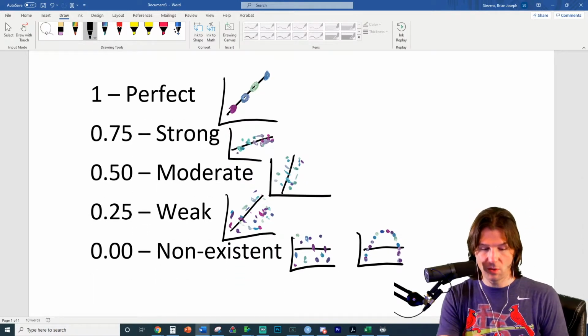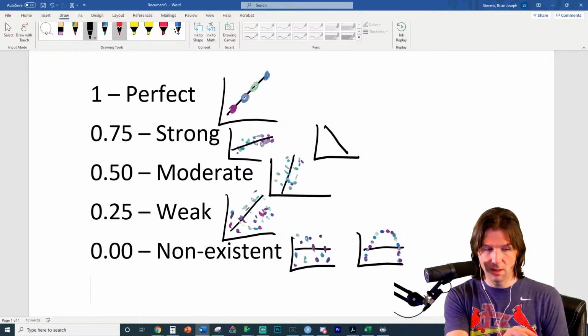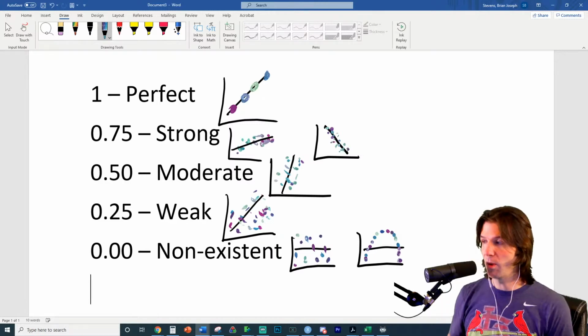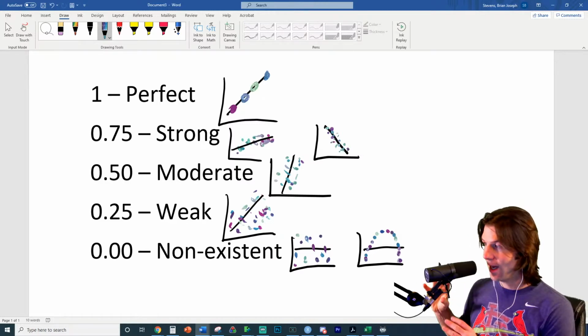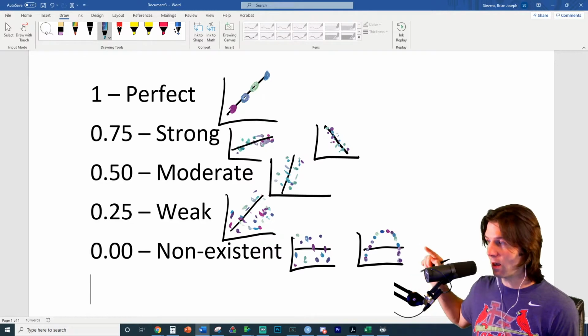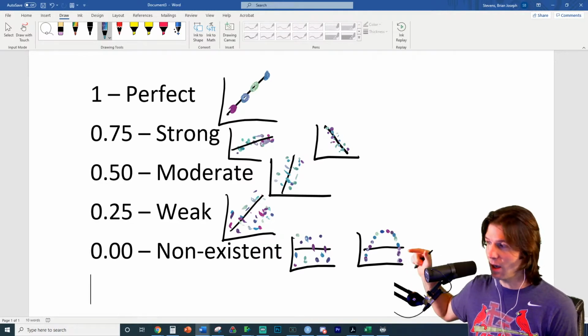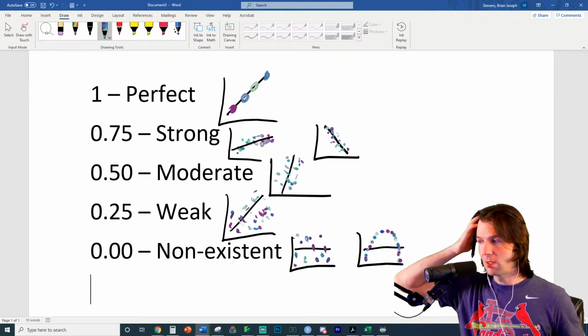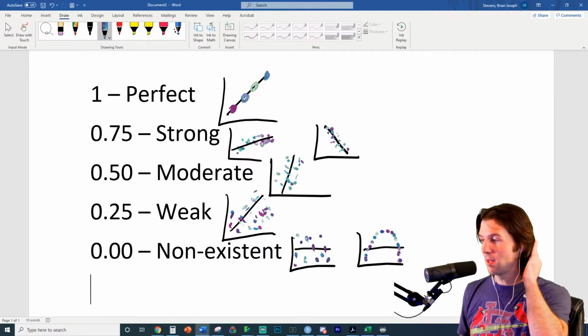So if you want a strong negative correlation, you could have something like this, and the vertical scatter is going to be tight around it. So that's a strong negative. It doesn't matter the slope of the line. The vertical scatter of the dots is what makes something strong, moderate, weak, or non-existent. And then this is kind of not really a trick question. It's just not a linear association, so there's no linear correlation right there.